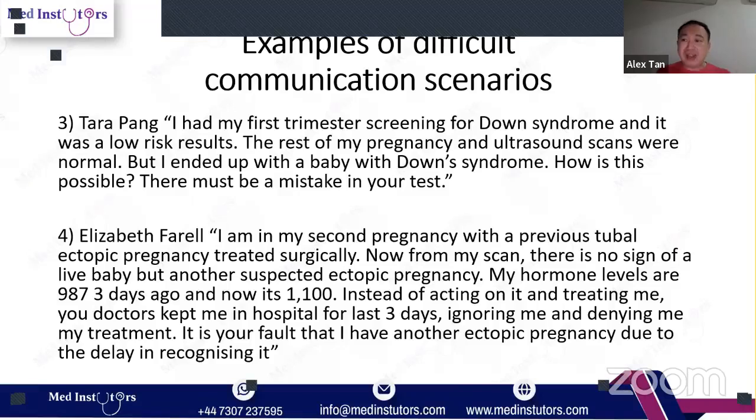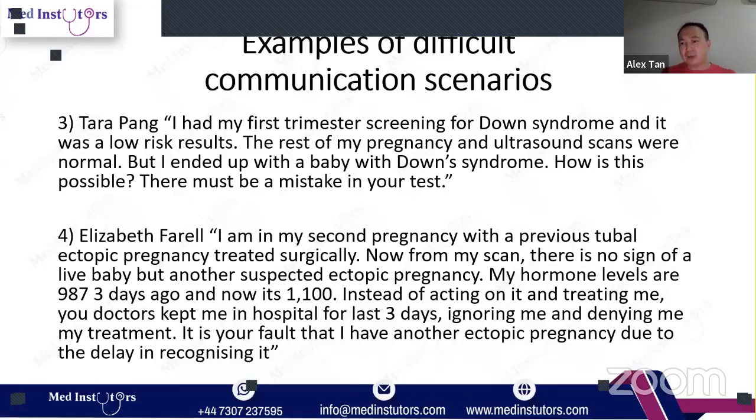But having a Down syndrome baby at the end of pregnancy is devastating or disappointing for you. But it could be that there were subtle features of Down syndrome that no test or scan will be accurate for. This is how you should say it. Just explain to her that there's no 100% foolproof. We do our best to make sure that you're safe, but you must know that you are low risk. It doesn't mean that there's no risk.